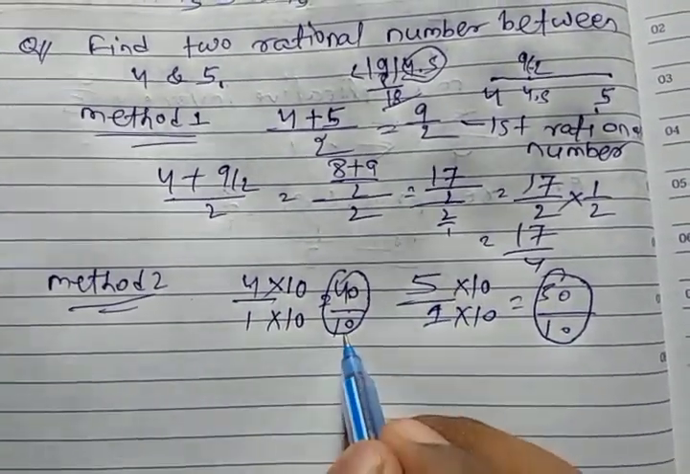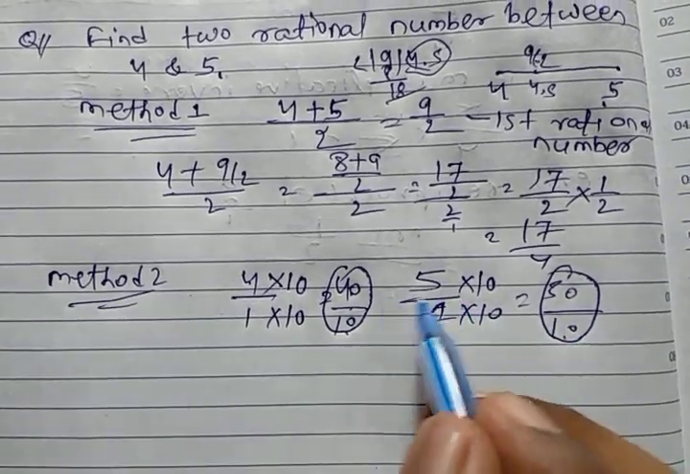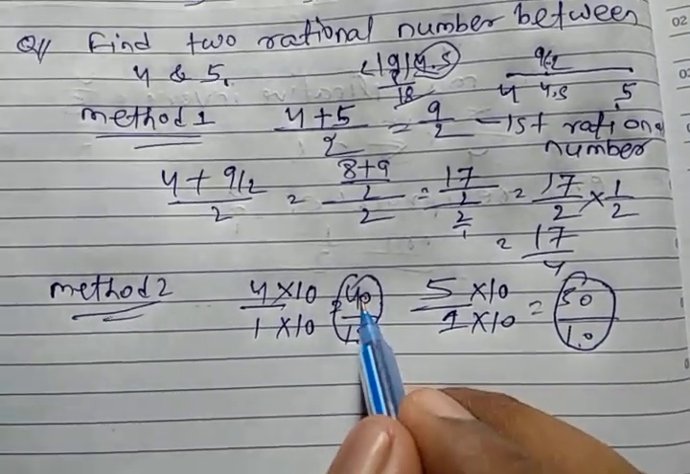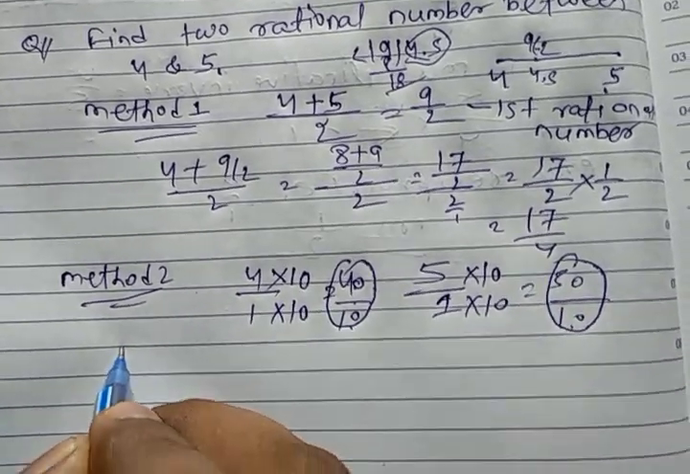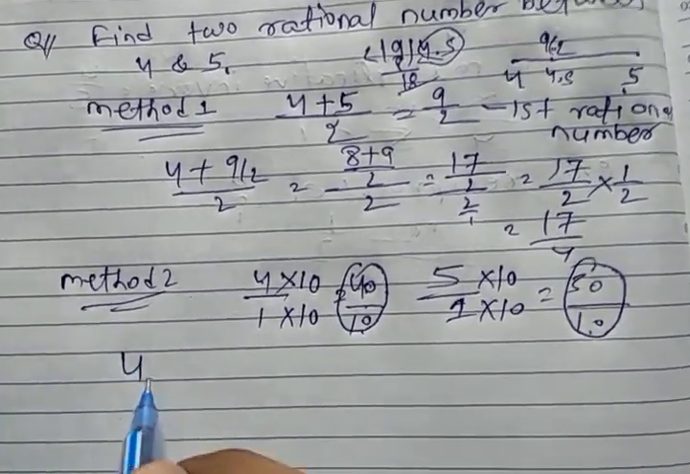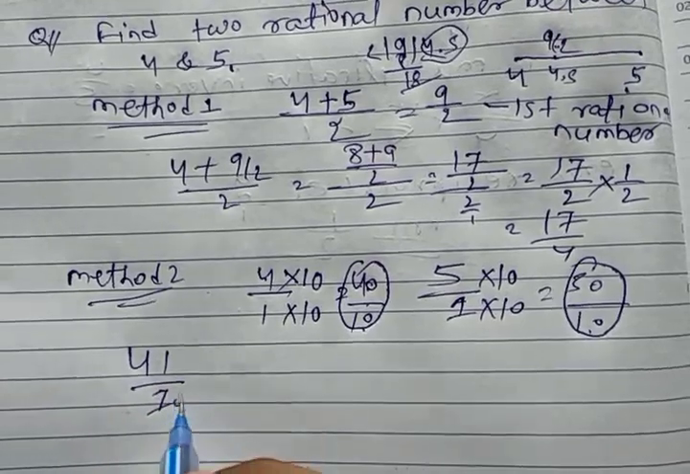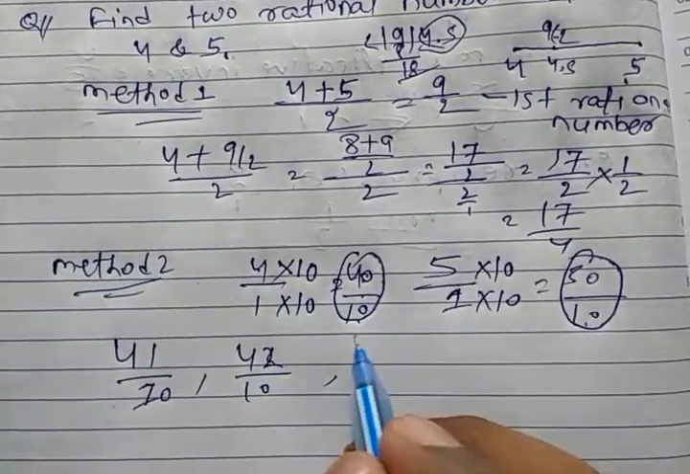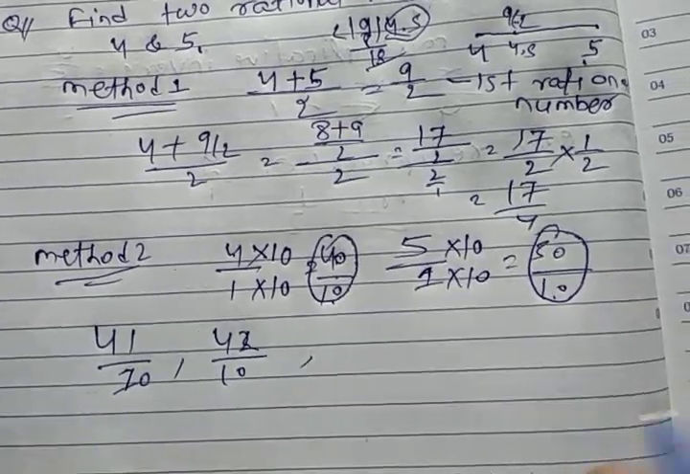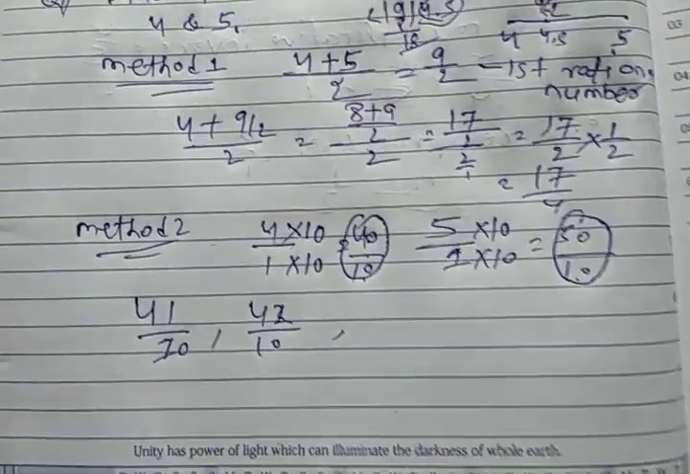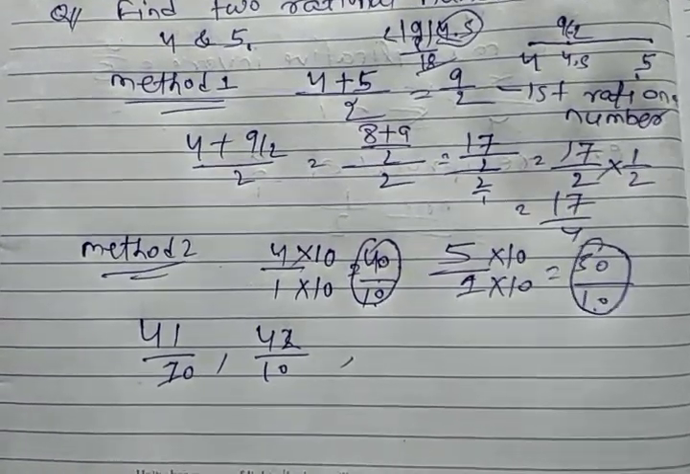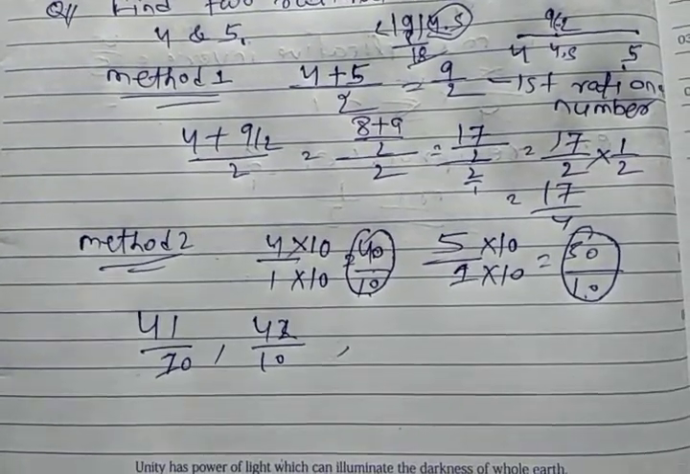So in between them the denominator is the same and the numerator ranges from 40 to 50. So our requirement of two rational numbers is 41 by 10, 42 by 10, or as many as 43, 44, 45 by 10, like this. This is the whole of rational numbers for chapter 1. Thank you.